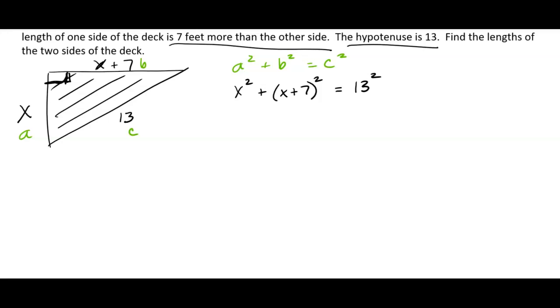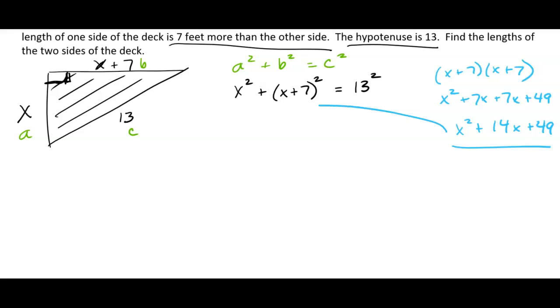So multiplying out the x plus 7, you can go over to the side if you want and write x plus 7 times x plus 7. I'll just do this real quick. X squared plus 7x plus 7x plus 49. X squared plus 14x plus 49. Okay, so that's going to go in right here. All right, so I've got x squared plus x squared plus 14x plus 49 equals, and then I have to know 13 squared, it's 169.